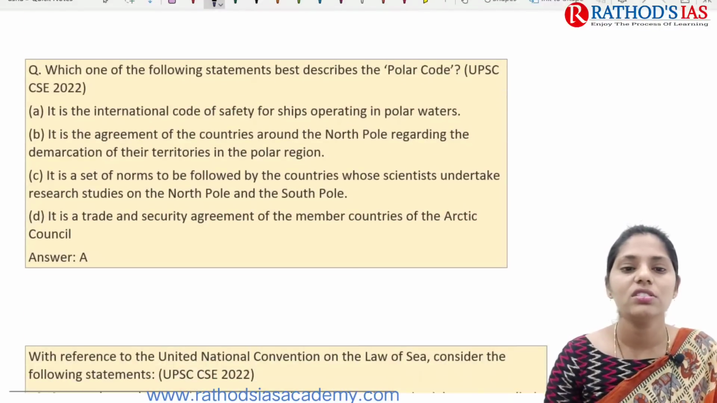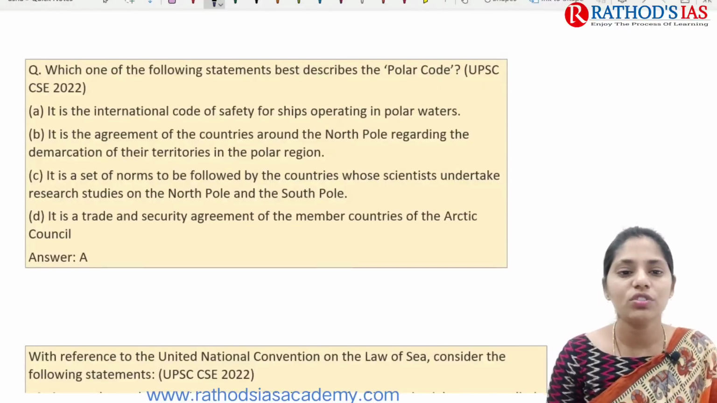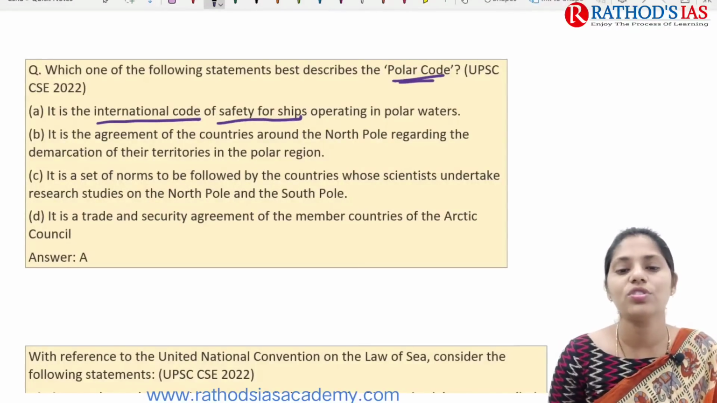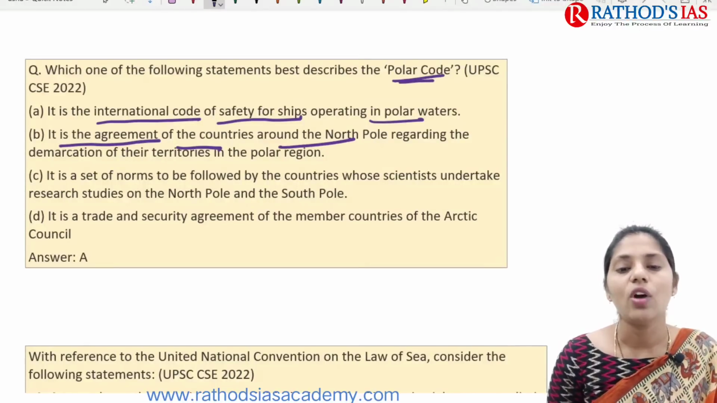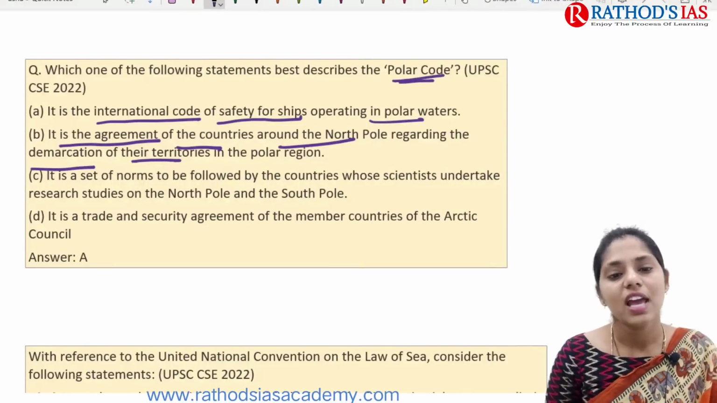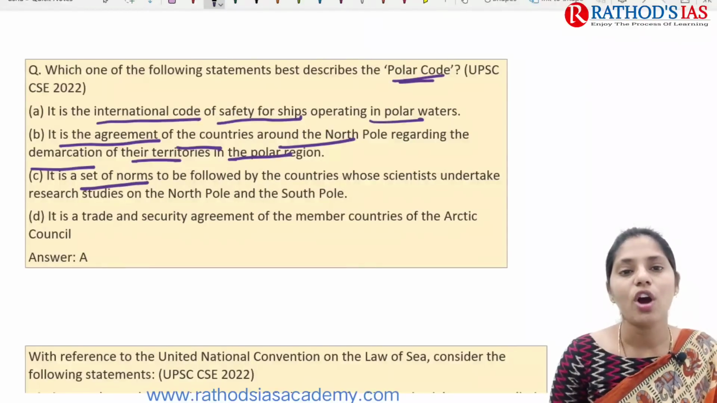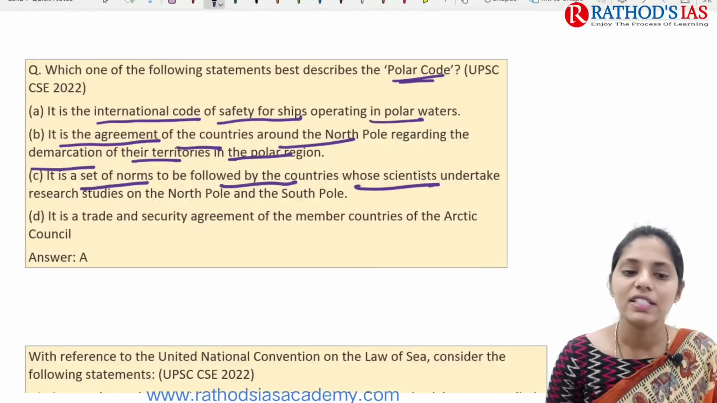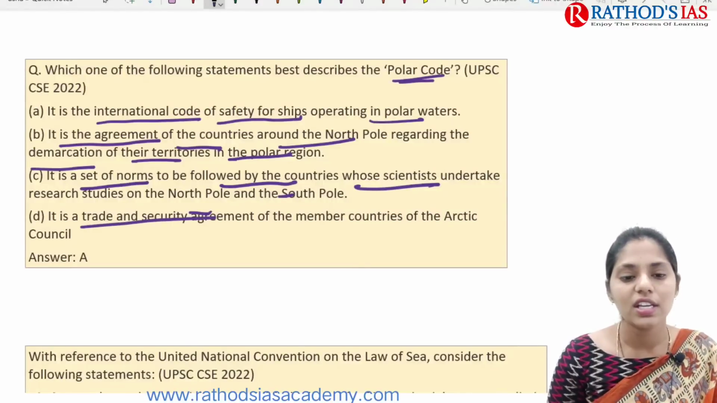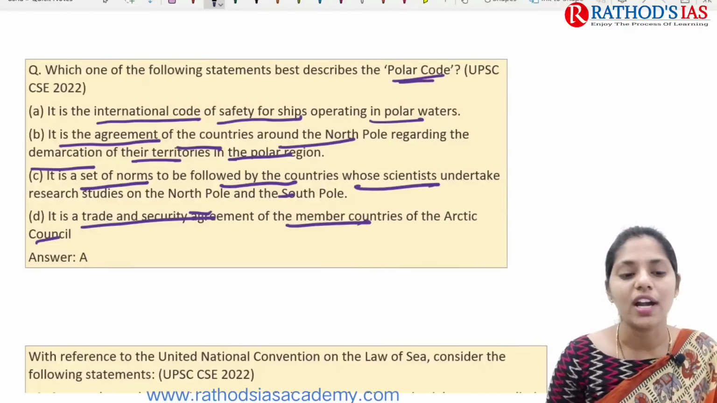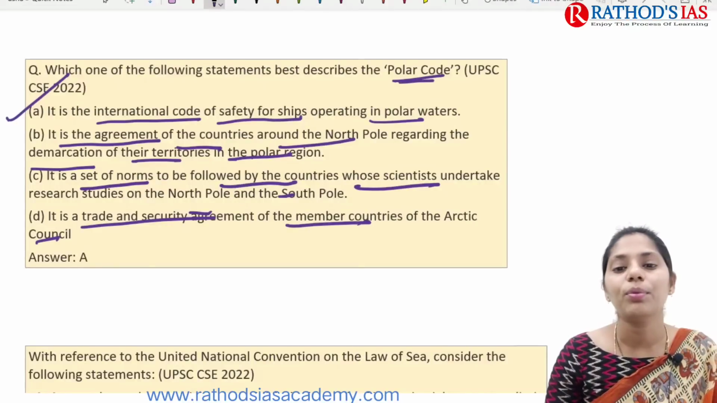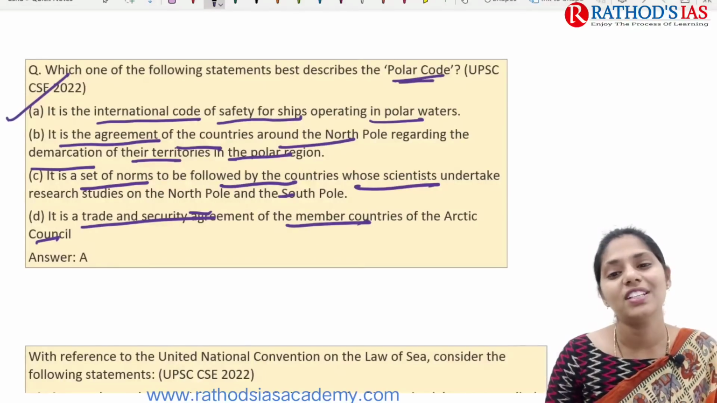And now let us try to see a question which appeared in 2022: which of the following statements best describes the Polar Code? It is the international code of safety for ships operating in polar waters. It is an agreement of the countries around the North Pole regarding the demarcation of their territories in the polar region. It is a set of norms to be followed by the countries whose scientists undertake research studies on the North Pole and South Pole. And it is a trade and security agreement of member countries of the Arctic Council. So the correct option here is A, the International Code of Safety for ships operating in polar waters.